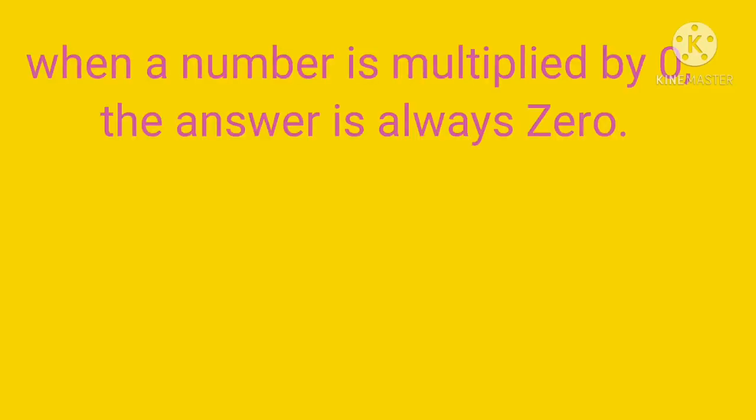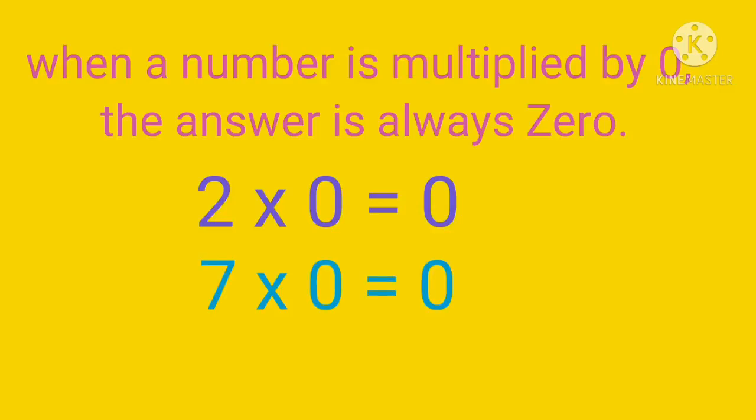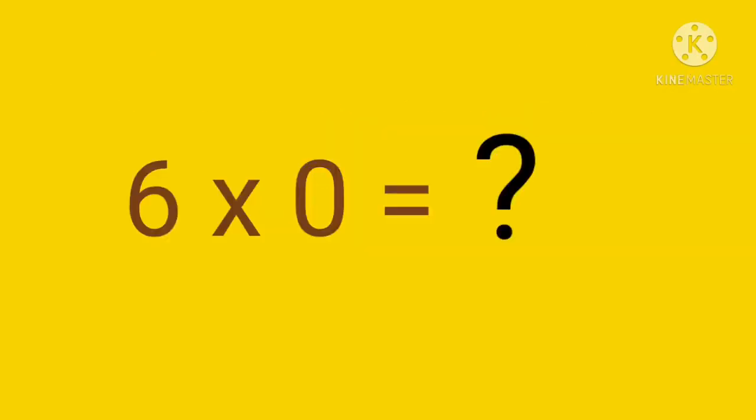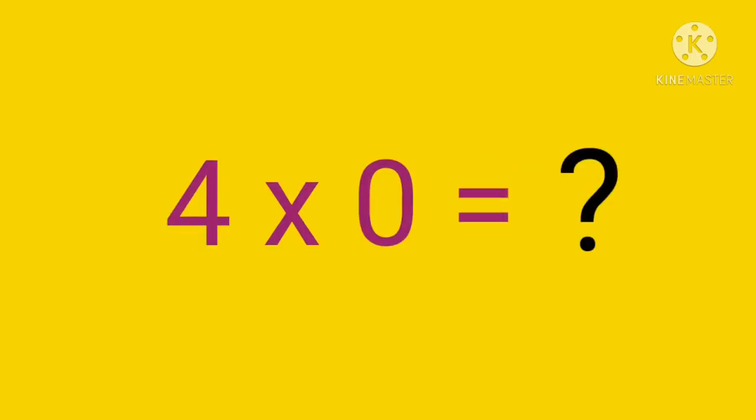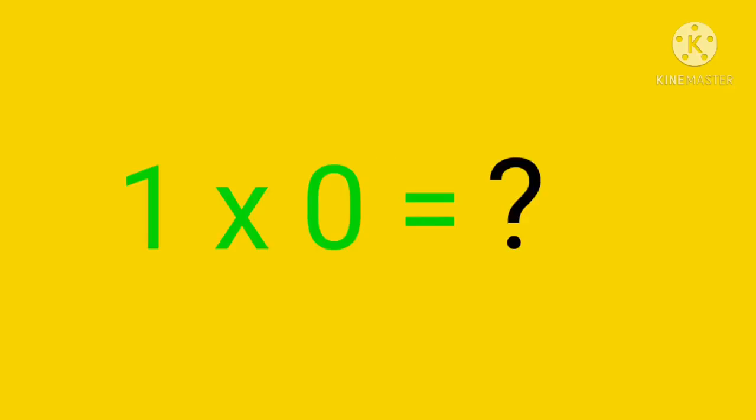Children, now let us revise multiplication facts. When a number is multiplied by 0, the answer is always 0. Example, 2 multiplied by 0 is 0. 7 multiplied by 0 is 0. 5 multiplied by 0 is 0. Now you answer. 6 multiplied by 0 is? 4 multiplied by 0 is? 1 multiplied by 0 is?